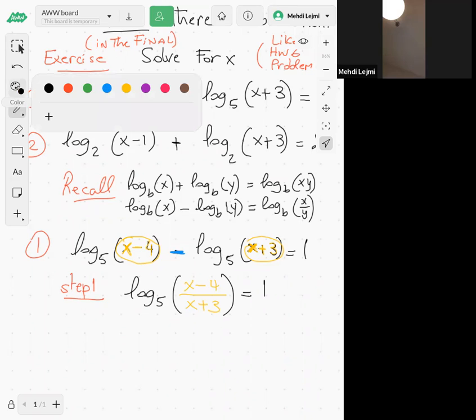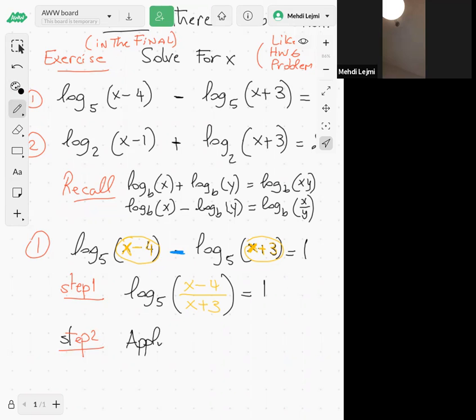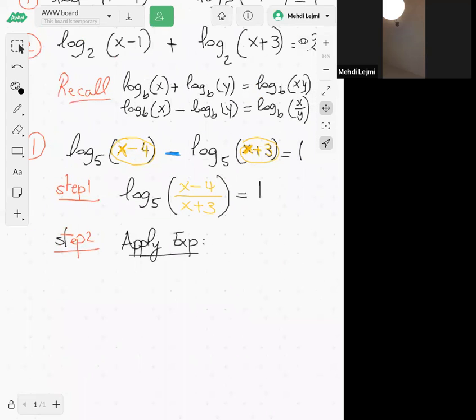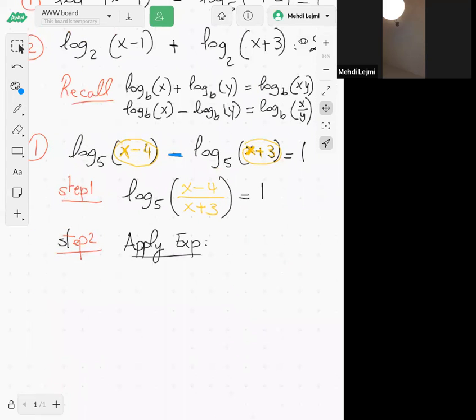Now, in step 2, I'm gonna apply my exponential to get rid of the log. So apply exponential. Okay, so here the base is, of course, 5. So the base is 5, as you can see. So we're gonna have 5 as the base, and as the exponent, I'm gonna put my equation.